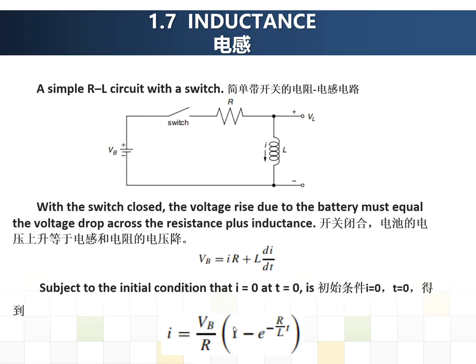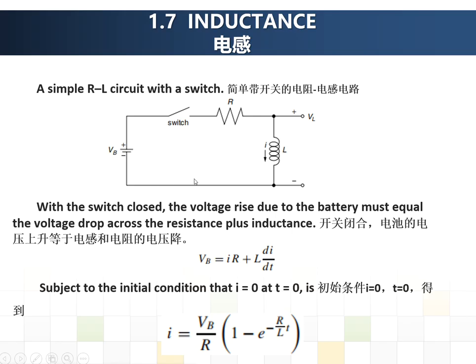Let's see this example. We have a simple RL circuit with a switch: there is a voltage source, and there is a resistance also connected with an inductance. And we set up a measurement to measure the voltage over the inductance. Originally, the switch is open, so there's no current flowing across the inductance.